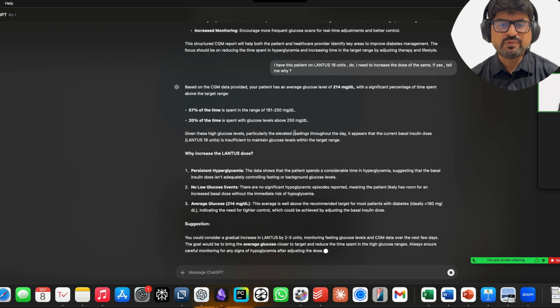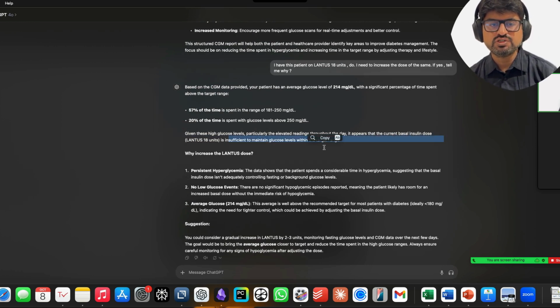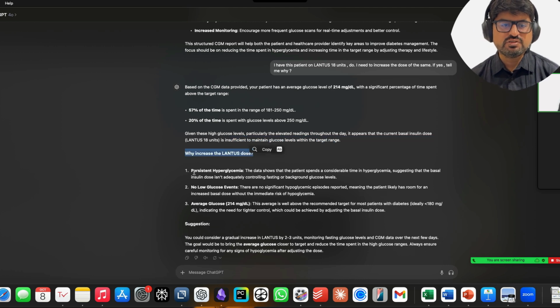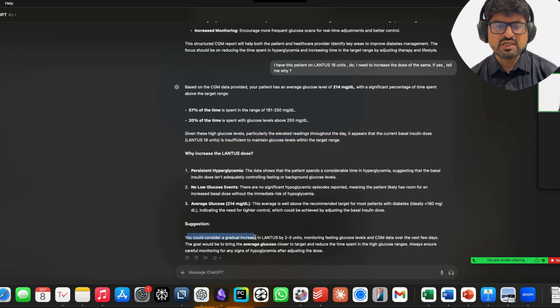Given the high glucose, particularly elevated readings, it appears that the current basal dose is insufficient to maintain the glucose level. Why increase the basal dose? Because the patient has persistent hyperglycemia. You should consider increasing by 2 to 3 units, monitoring fasting glucose over the next few days. The goal should be to average glucose close to the target range. Okay.